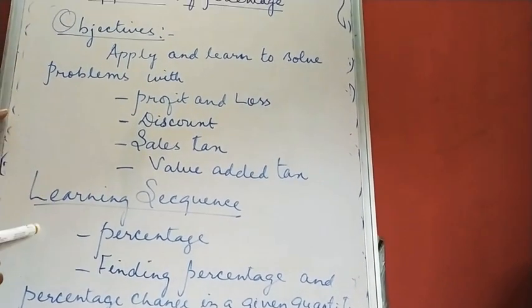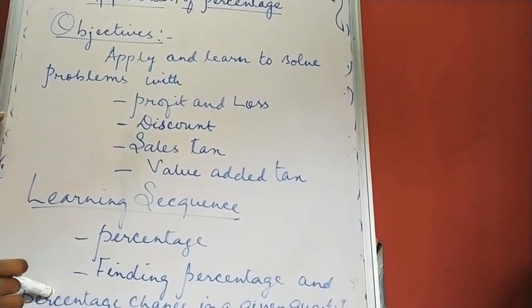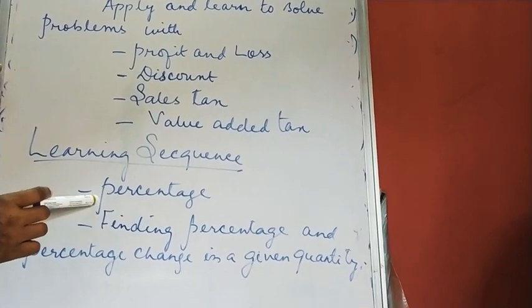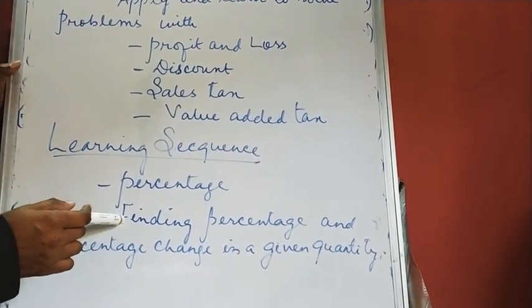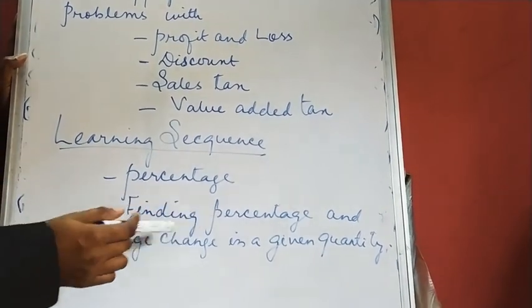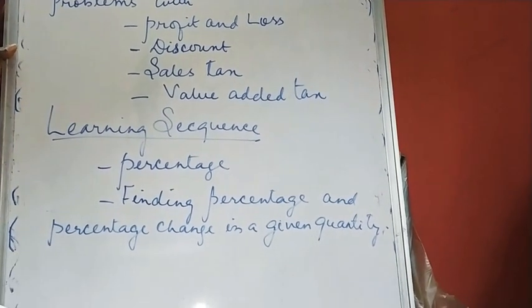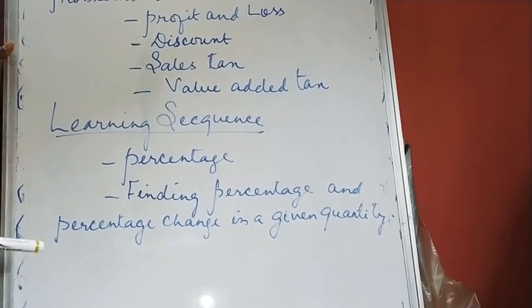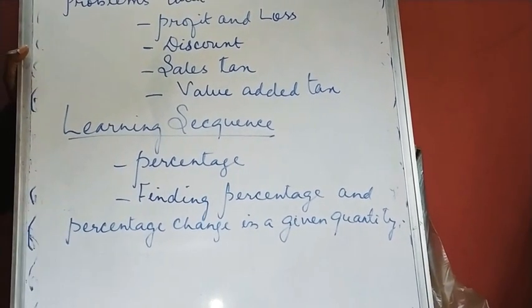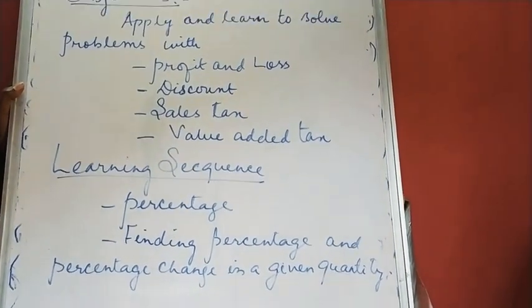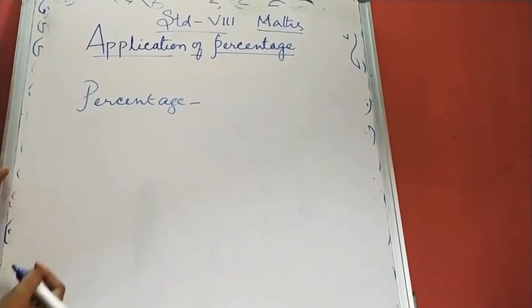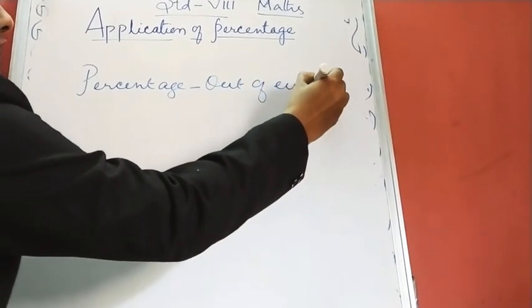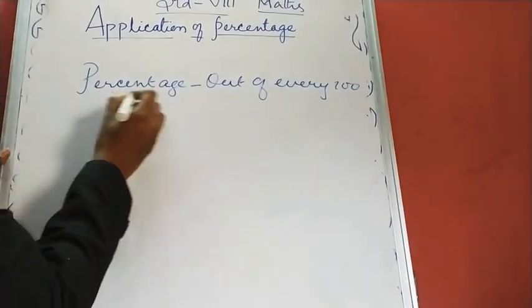The learning sequence for today is that we'll learn the introduction of percentage, what it means, and we'll also be able to determine the percentage and the percentage change in a given quantity. Now coming to the introduction of this lesson, I will teach you the meaning of percentage and how to do the conversions. Percentage means out of every hundred. So out of every 100, it means percentage.